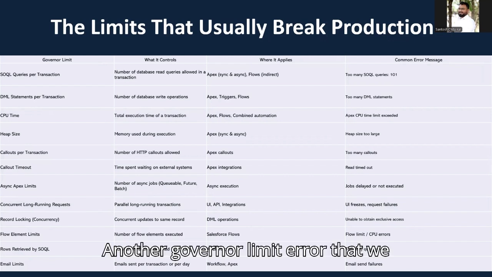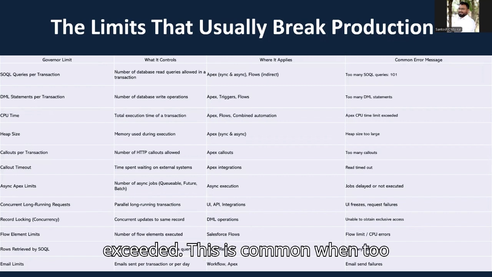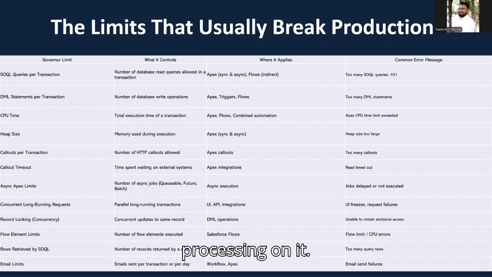Another governor limit error that we get is Apex CPU time limit exceeded. This is common when too much automation runs in the same save, or because of recursion, heavy loops, or non-selective queries returning a lot of rows and you're processing on it.